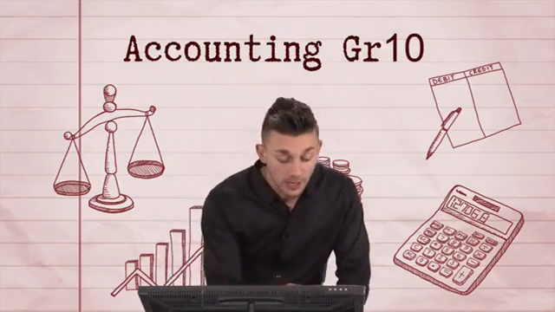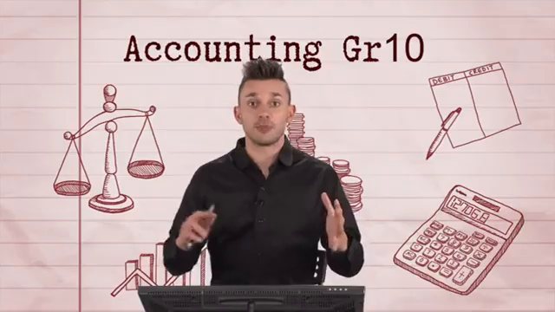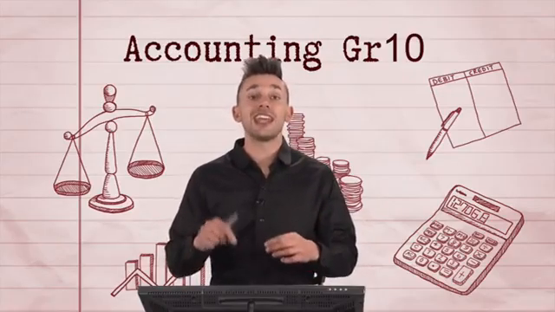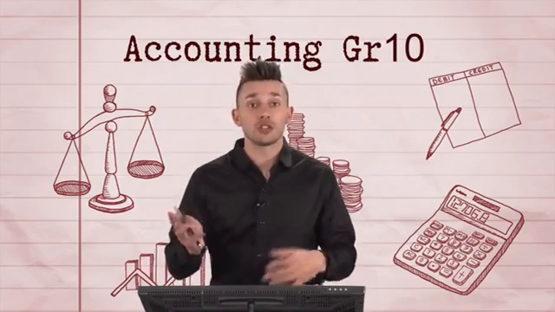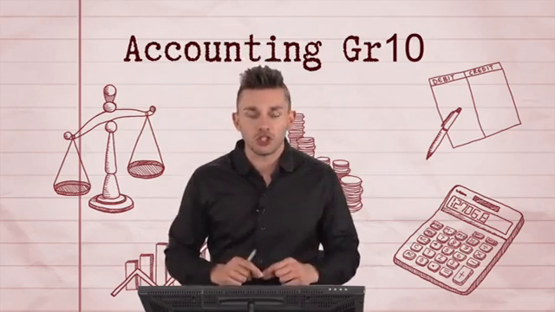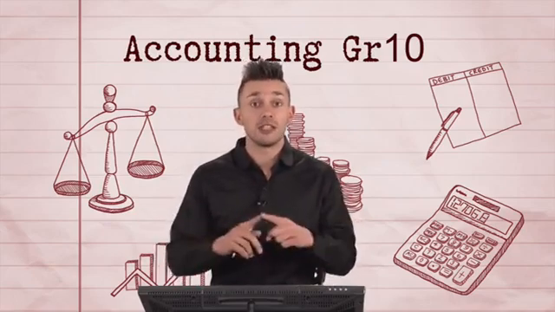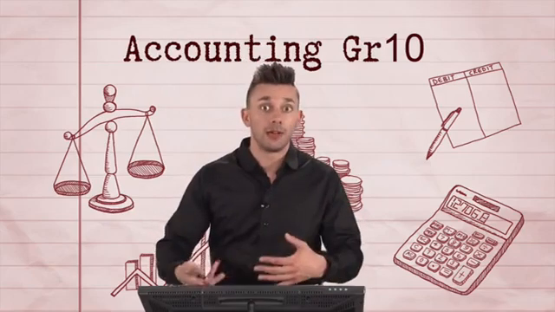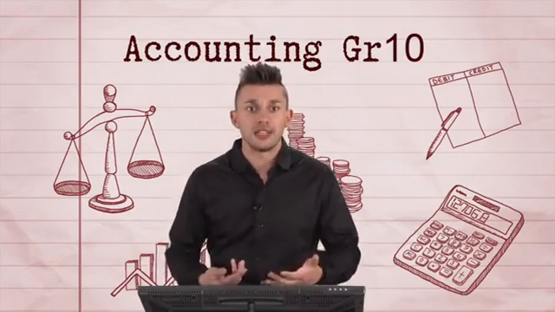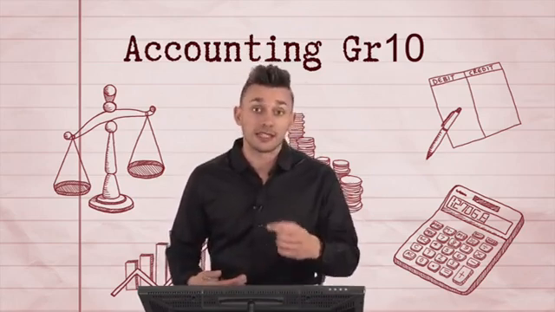But let's quickly go further. The Gr10 principle of matching is used. Match all the income and all the expenses to a particular year. I'm not saying match the receipts and payments to a particular year. I don't care when I paid or received; I care about what my income is for this year and what my expenses are for this year. If we lived in a perfect world, we'd receive when we need to receive and pay when we need to pay. So know that, and if you know this matching principle, it will make your life a lot easier when we start looking at the statements and the adjustments.